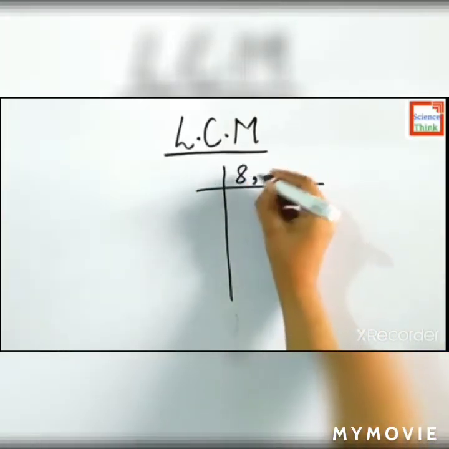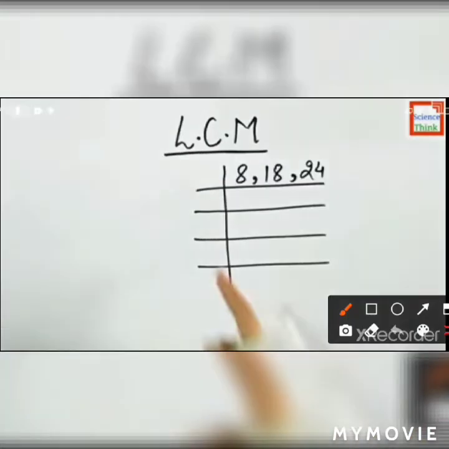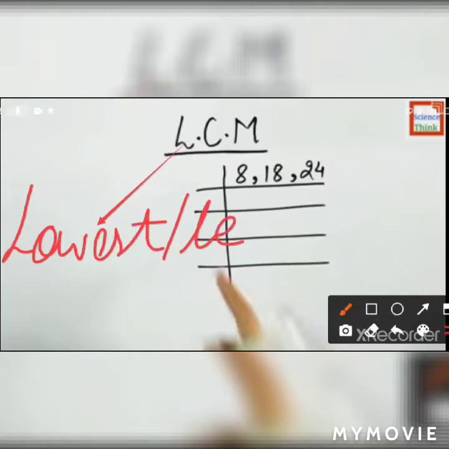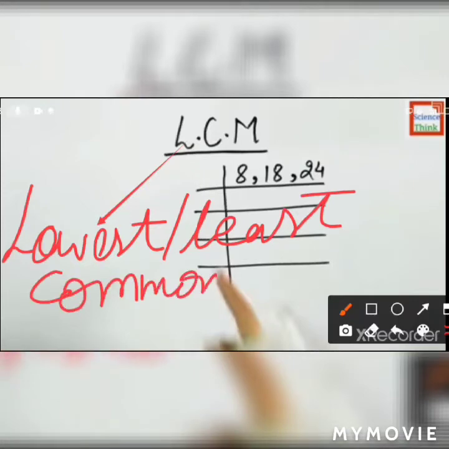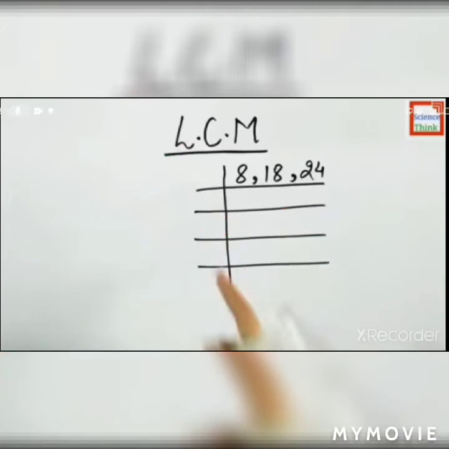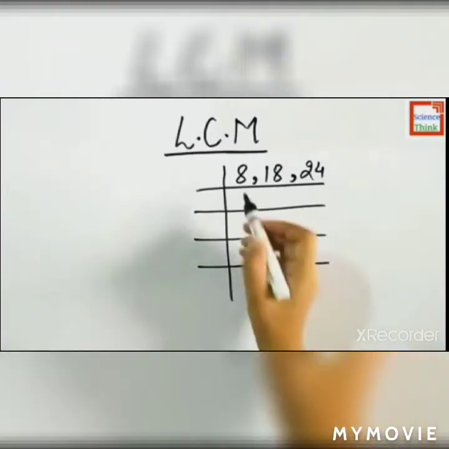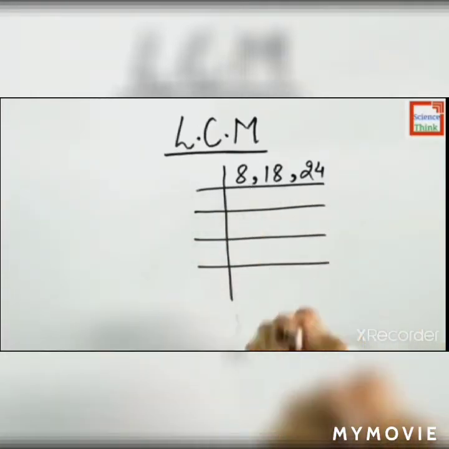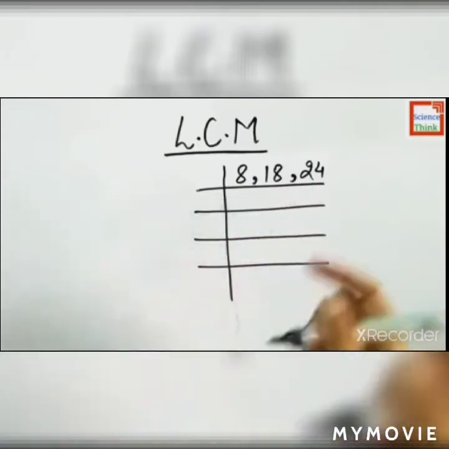We are going to start LCM. First of all, tell me the formula of LCM. LCM stands for lowest or least common multiple. How do we have to find it? Let's see. We have to use the division method. So the lowest prime number we have to take is 2.